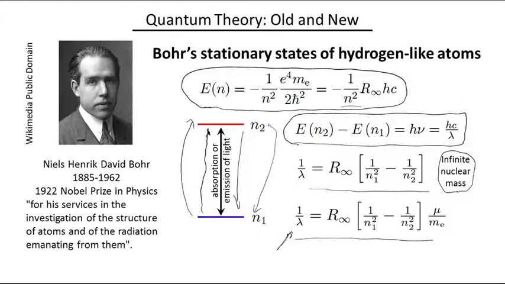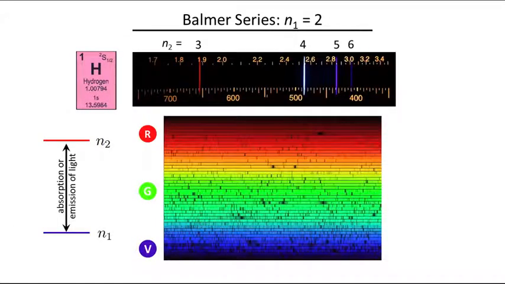For the infinite nuclear mass, it's just the Rydberg constant divided by these integers. For finite mass, which is something we're going to talk about momentarily, there is a factor of the value of the reduced mass divided by the mass of the electron. So these famous lines, seen both in emission and absorption, the Balmer series, the visible part of the spectrum of atomic hydrogen, were all explained by the Bohr model.